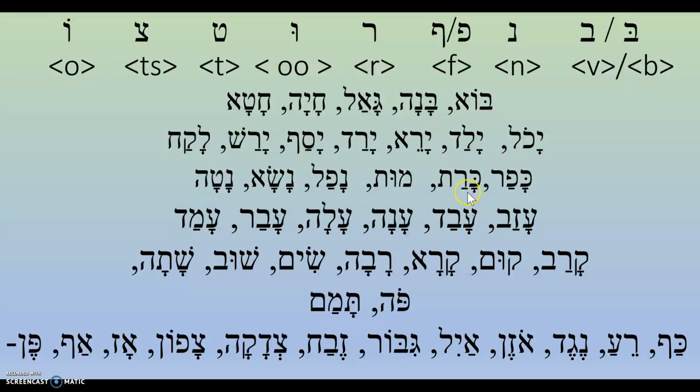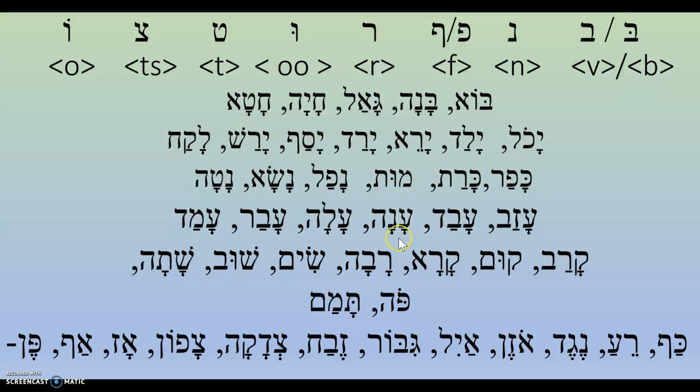The next one, again, the same thing. Avad. Avad, to work, serve, cultivate, toil. Avad, you might remember the eved from servant, and avad is the verb. You also can see that by the vowel vocalization that you see, the komets under the first root letter and the patach under the second root letter.